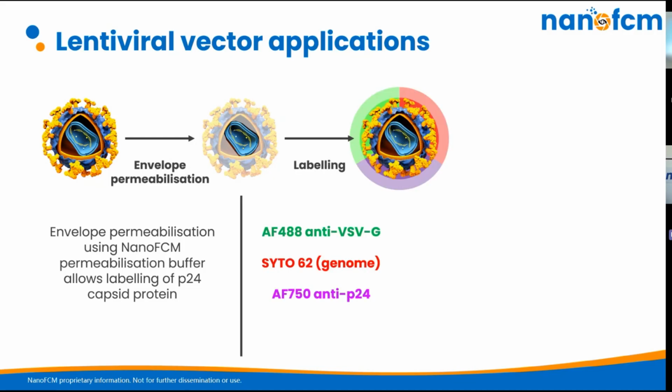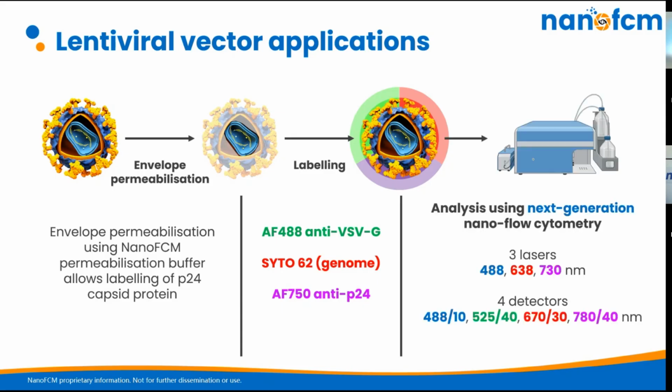Using our next generation instrument, which has a third laser and a fourth detector, we can look at triple stained particles. In this instance for lentiviruses, we looked at surface VSVG expression in the green channel, genome loading in the red channel with Cyto62, and P24 positivity in the far red channel. And I will talk a little more about our next generation flow cytometer after this data.